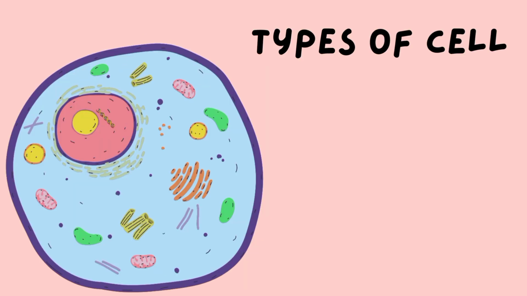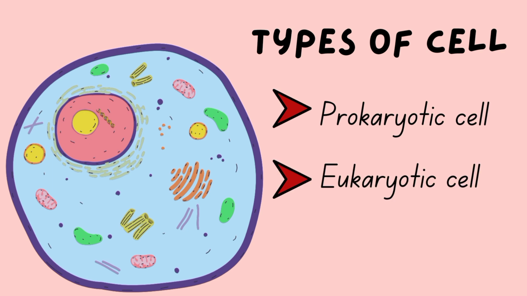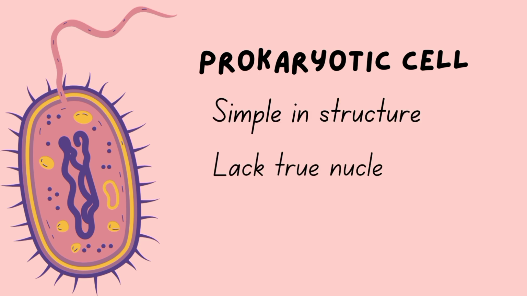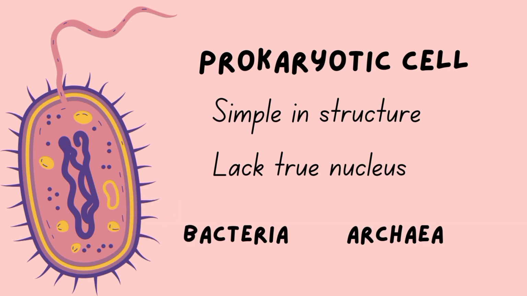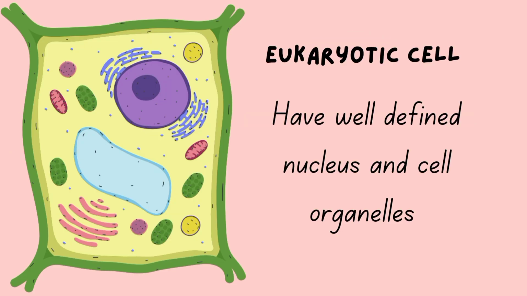Cells can be broadly classified into two types: prokaryotic cells and eukaryotic cells. Prokaryotic cells are characterized by their simplicity. They lack a true nucleus and other membrane-bound organelles, with the genetic material floating freely in the cell. They are found in bacteria and archaea. On the other hand, eukaryotic cells have a well-defined nucleus and cell organelles that perform specific functions.